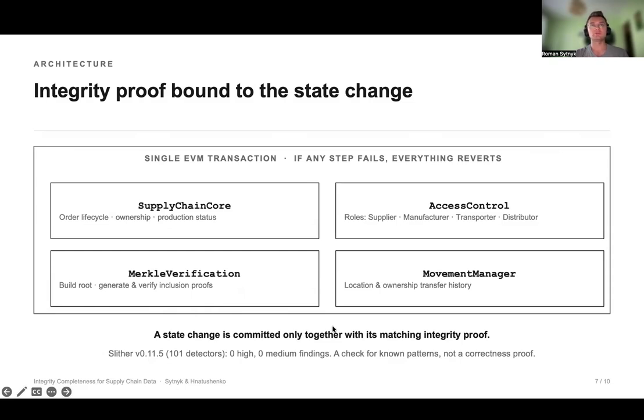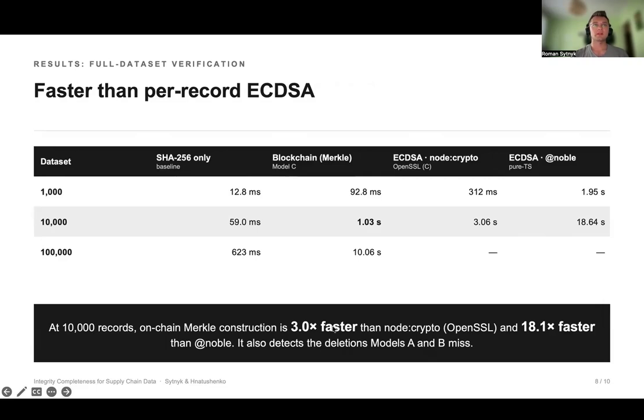All four contracts execute inside a single EVM transaction. Under the revert semantics of the Ethereum Virtual Machine, if any of the four operations fails, the whole transaction is reverted. As a result, a state change is committed only together with its integrity proof, its access control check, and its audit entry. There is no state in which the data is updated but the proof is missing. The separation results identify Model C as a model that satisfies the property.